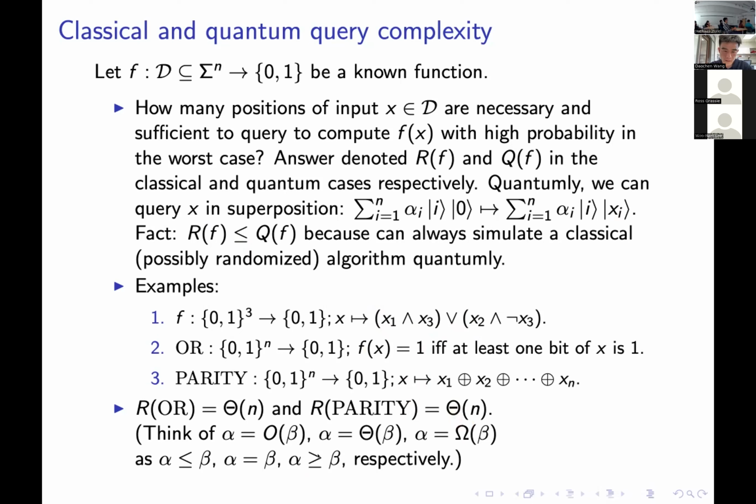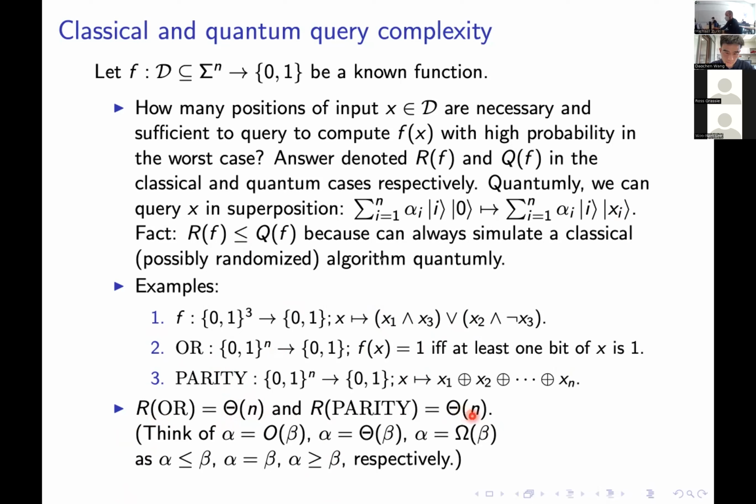And at this point, you still have to query the last bit, because the last bit might be 1, which might determine what the value of OR is. So that is an argument that in fact shows an omega n lower bound for deterministic algorithms, and a lower bound of n for randomized algorithms can also be proven with a little bit more technical work. So from what I just said, we can see R of OR is theta of n and R of parity is theta of n.